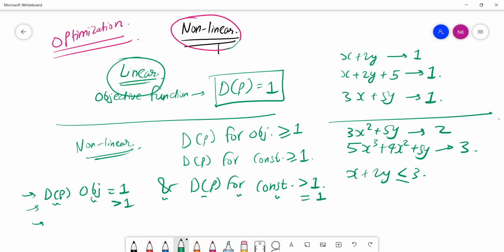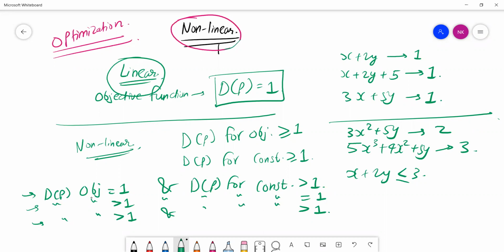Or third case can be the degree of the polynomial of the objective function greater than 1 and the degree of the polynomial for the constraint greater than 1. So both can also be greater than 1, or either one can also be greater than 1. So in nonlinear programming problems, you can have this scenario that the degree of the polynomial of the objective function or the constraint will be greater or equal to 1. Depending on the scenario, you can have this type of thing.